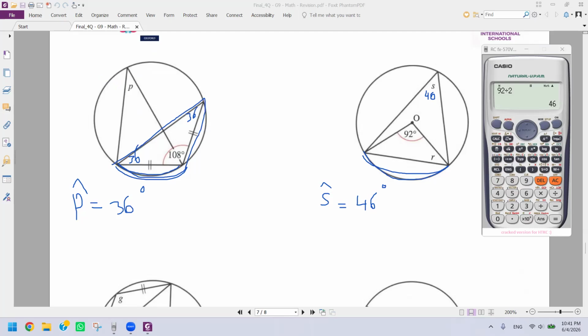Now angle R. Look, let's look at the small triangle. This is radius and this is radius. So it's an isosceles triangle. So what do I do? 180, the triangle is 180 minus 92. So 88. R and this angle is 88 over 2 is 44. So angle R is equal to 44 degrees. The reasoning, you can say that isosceles triangles, two equal angles.